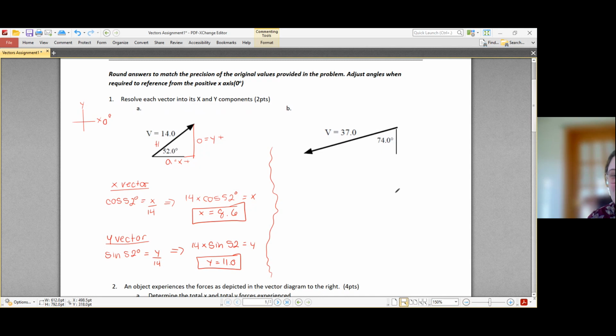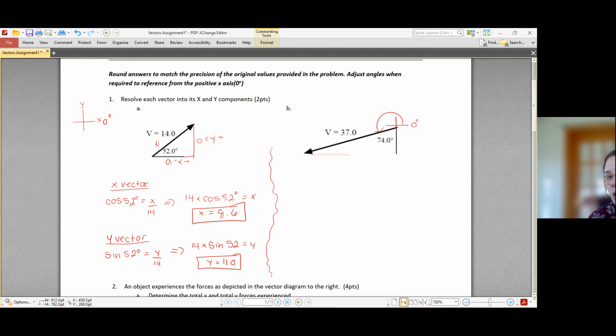Now let's jump over to B. We have another vector with 37 degrees. We've got an angle of 74 degrees. Now note, this angle is not referenced from 0. So you might want to pop your little crosshair in here to figure out, okay, there's 0 degrees. What is the angle from 0? It's going to take a little bit of thinking on this one, perhaps. If you don't put the crosshair in there and you just use 74 degrees, it is possible to get the right answer. You're just going to have to think about where is x and where is y.